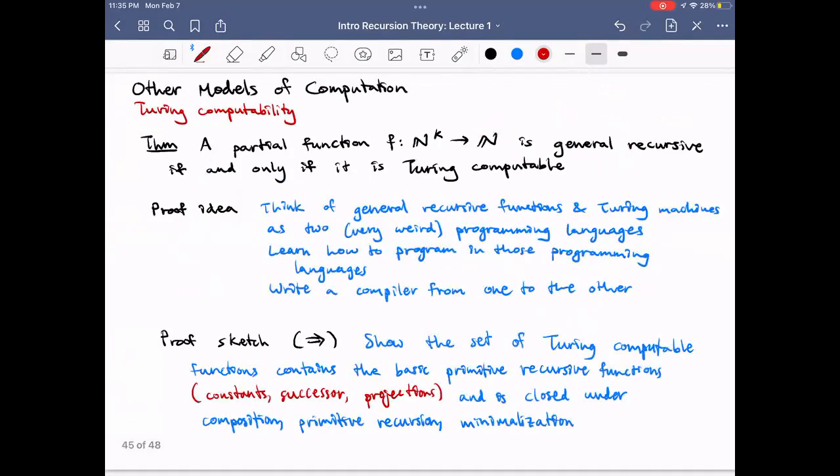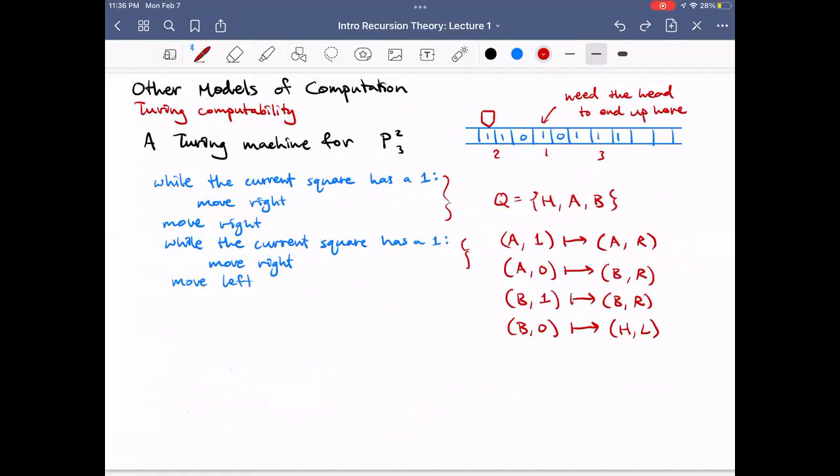So now if we go back here, what did we need to do to show that general recursive implies Turing computable? Well, we need to show it contains constants. That part is actually relatively easy. Then successor function, that part is also not too hard. Projections, we've just done that. And then you need to show it's closed under composition, primitive recursion, and minimalization. Those are somewhat harder, so you need to write much longer Turing machines. But in the end, you're just doing the same kind of thing. We've become a programmer in the programming language of Turing machines, and here's one little program we wrote in that language.